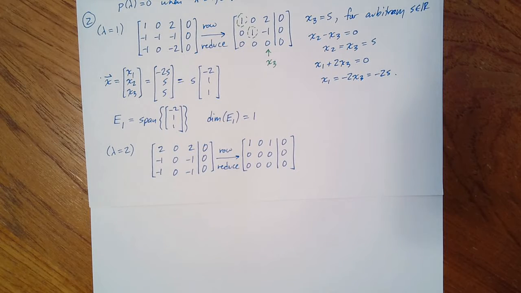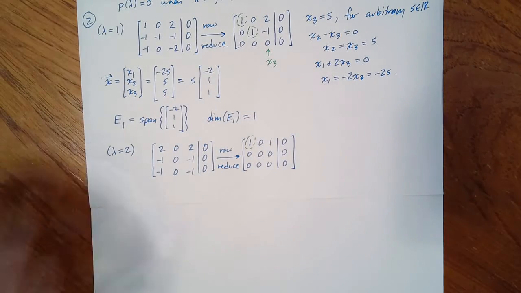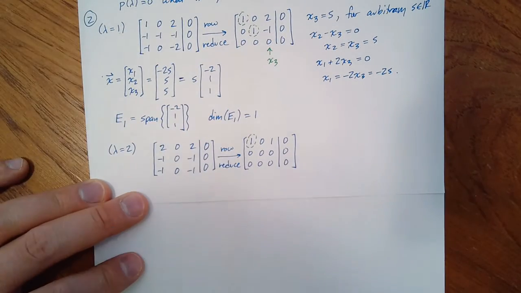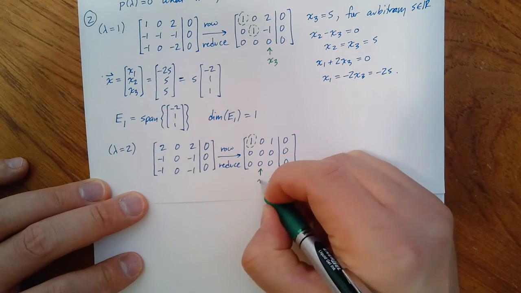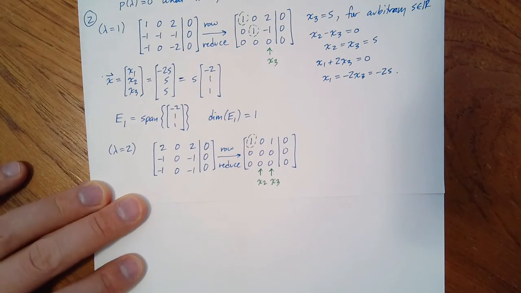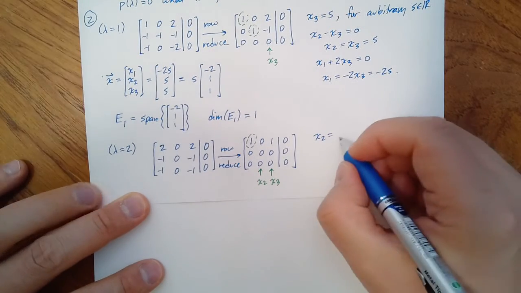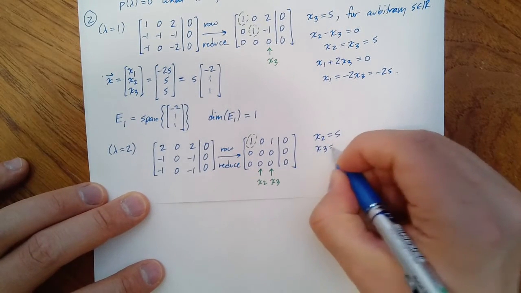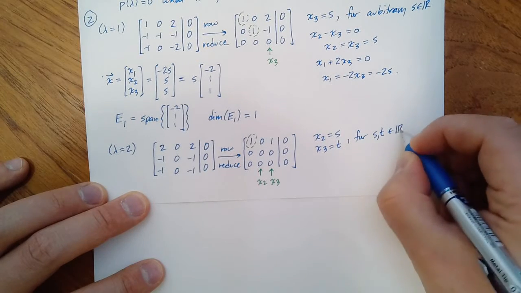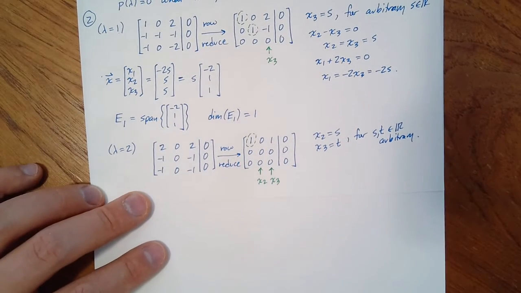And now what you actually see is there's 2 rows of zeros here, and we only had one leading one. So we're going to have 2 parameters. We're going to have a parameter for x2, and we're going to have a parameter for x3. So let's assign parameters. x2 is equal to s, and x3 is equal to t, let's say, for arbitrary real numbers s and t. Okay, so that's our parameter assignment.